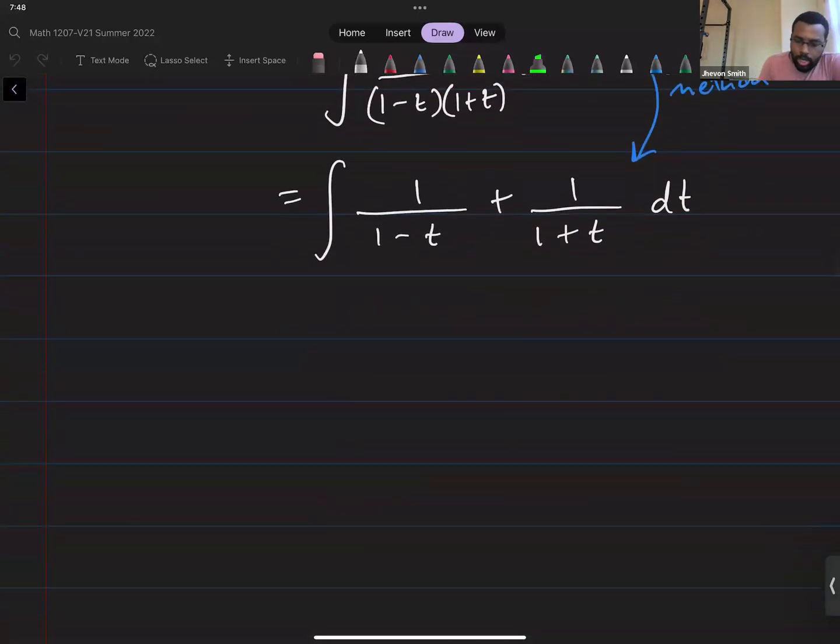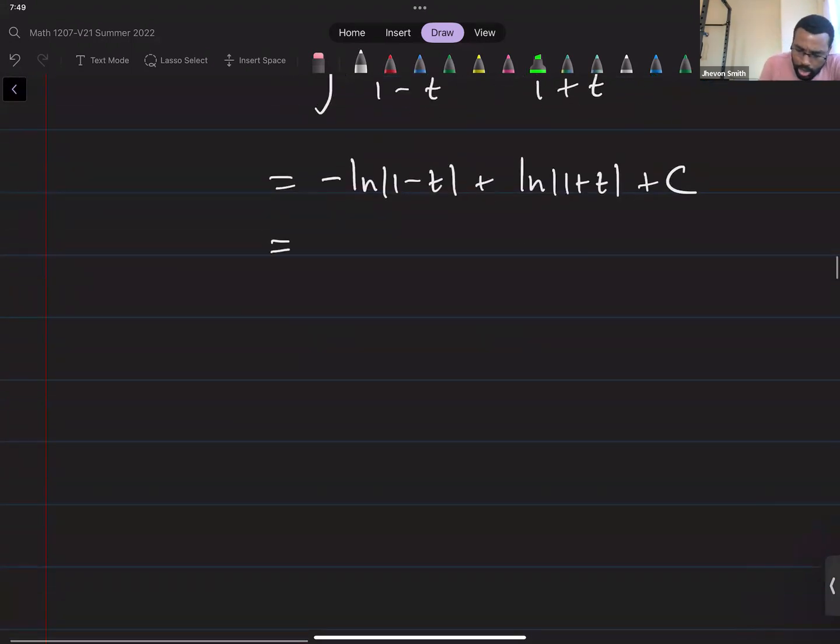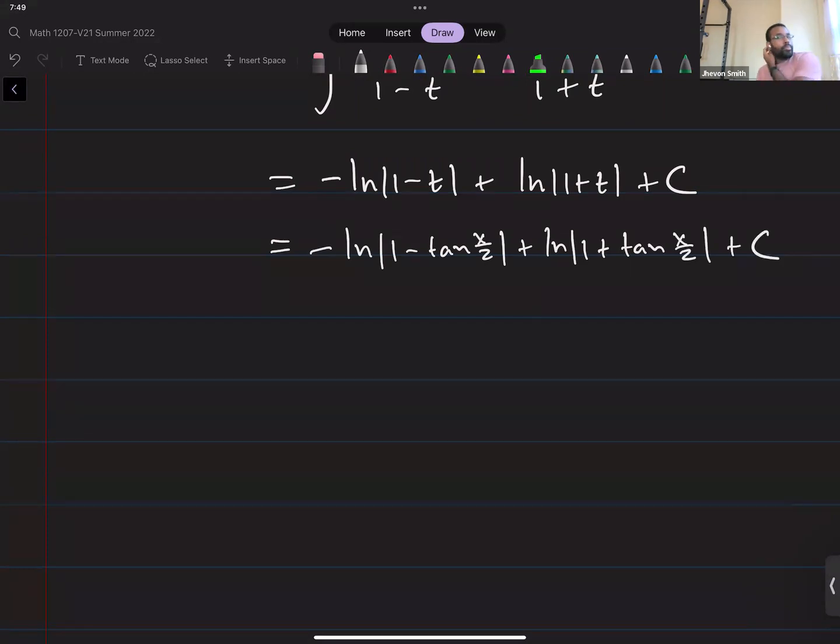All right, and at that point, now you can do your integration. Technically, you have to do a substitution here. The 1 minus t is u, your du is going to be minus dt. So this is like an ln, but it's going to be a minus ln. This one's going to be a plus ln. And then you plug that in, x over 2. And so, yeah, that would be the answer.